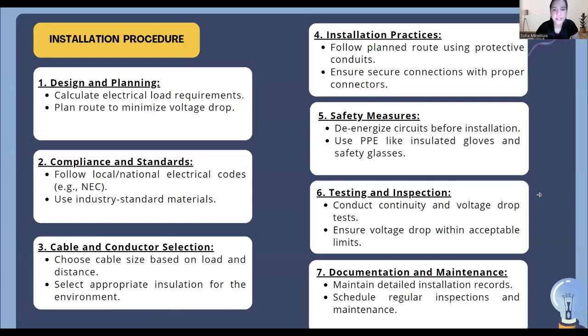Now the installation procedure. The important points are as follows. First, design and planning: calculate load requirements and plan the feeder line route to minimize voltage drop. Next, compliance and standards: follow electrical codes like NEC and use materials that meet industry standards. Cable and conductor selection: choose cable size based on load and distance, and select insulation suitable for the environment. Installation practice: follow the planned route with protective conduits and ensure secure connections.